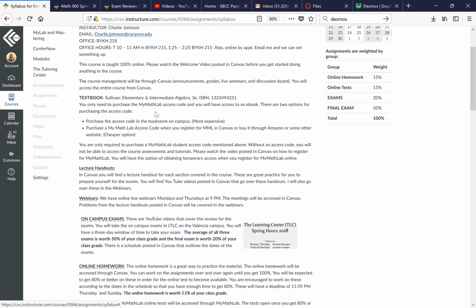However, you only need to purchase the Mymathlab access code and you'll have access to an ebook. So you can either purchase it in the bookstore or you can purchase it online somewhere for a lot cheaper. I've found it on eBay for as low as maybe $60. Amazon maybe around $80 or $90. I think the bookstore is well over $100. However, you can obtain a temporary access when you register for Mymathlab.